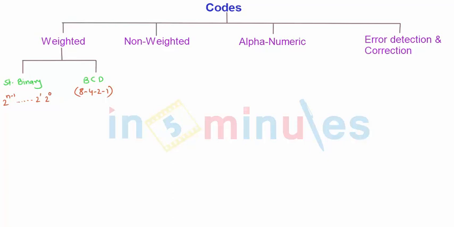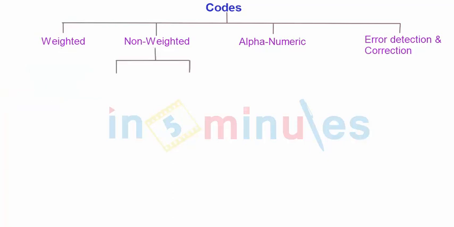Moving on to the second part, the non-weighted codes. For non-weighted codes again 2 types are there: the XS3 code and the Gray code are examples of non-weighted codes, because in these codes we use binary numbers, zeros and ones, but the position of the digit does not have any kind of weight, 2 raised to 0 power or 2 raised to n power. So that's why these kinds of codes are called non-weighted codes.